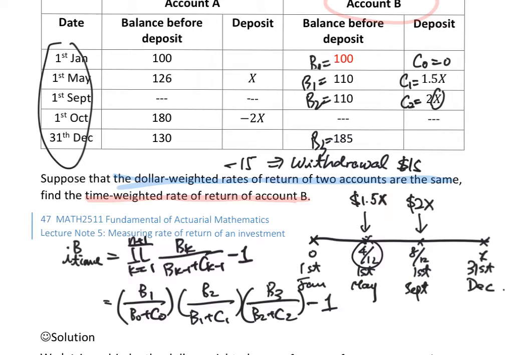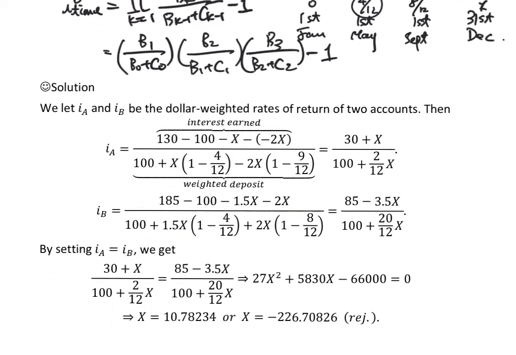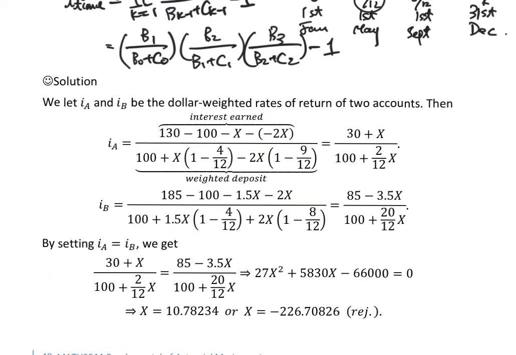Okay, now in order to get this unknown s, what we do is make use of this given condition: the dollar weighted rate of return of these 2 accounts are the same. So in order to set up this useful equation for s, you try to compute the dollar weighted rate of return of these 2 accounts respectively.